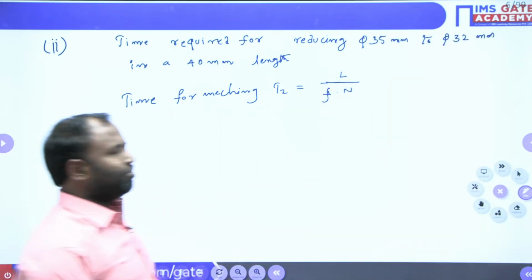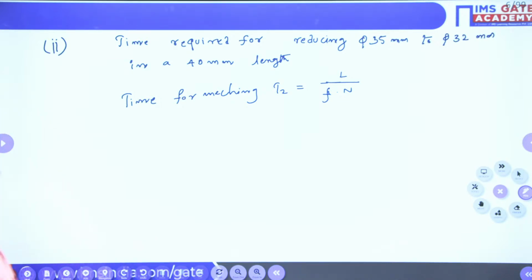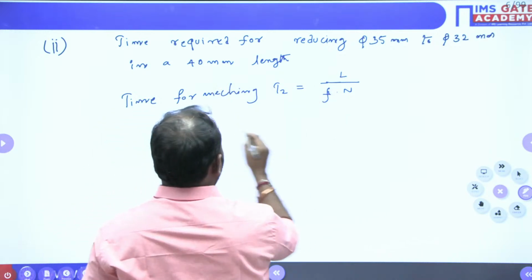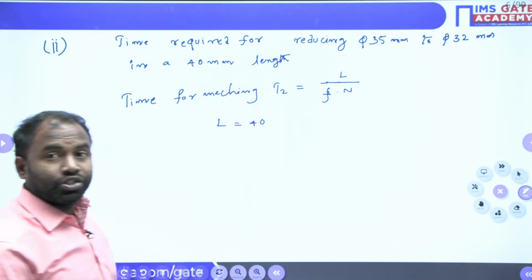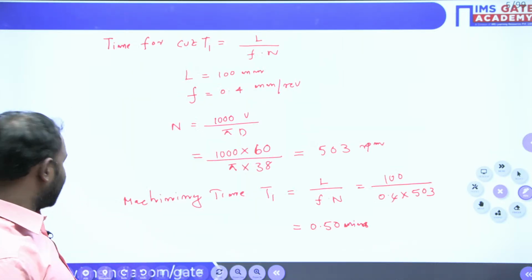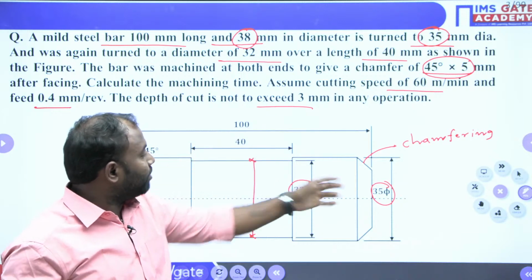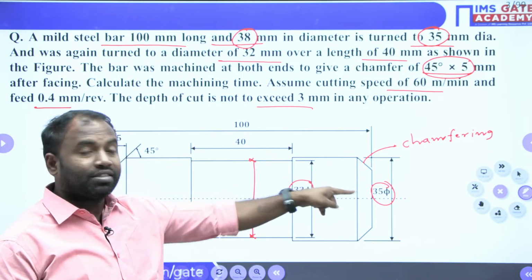L by F dot N. Clear everybody? Now from here L by F dot N. Now here length of the job, obviously, is 40. Now when is it going to be changed? Because diameter here 35 mm is going to be exposed for the machining. Because already we have done 38 to 35. Now 35 is reduced to 32. That is why your maximum diameter is 35.